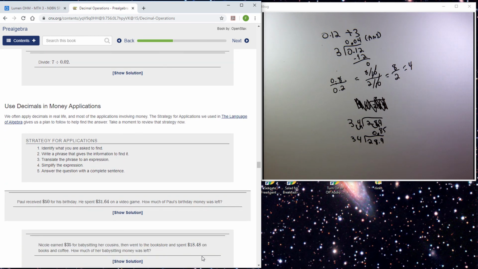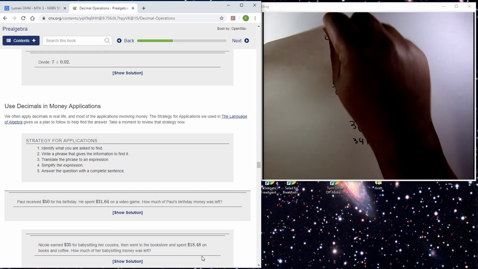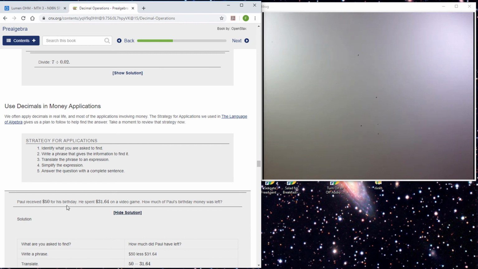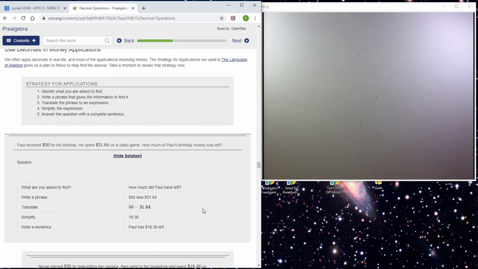Now we're looking at decimals in money applications. Paul received $50 for his birthday. He spent $31.64. How much is left? That sounds like a subtraction problem to me. So we have here $50 less $31.64, subtraction. So Paul has $18.36 left.